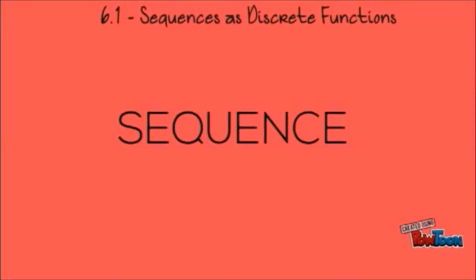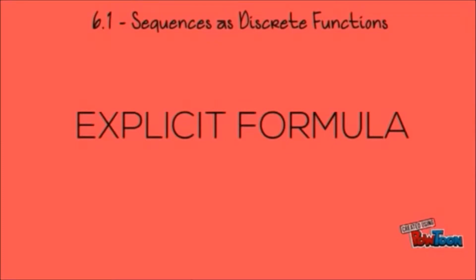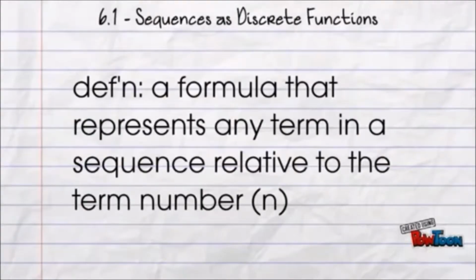6.1. Let's start out with some key definitions. A sequence is an ordered list of numbers identified by a pattern or rule that may stop at some number or continue indefinitely. And an explicit formula is a formula that represents any term in a sequence relative to the term number. And the term number is usually represented with the lowercase n.